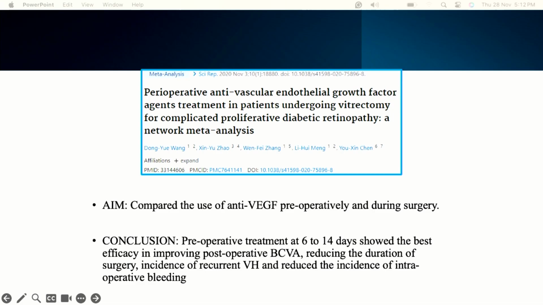This meta-analysis included 26 studies. There were 5 groups which were analyzed. First group, anti-VEGF was given pre-op more than 14 days before surgery. Next was 6 to 14 days, 1 to 5 days, at the end of vitrectomy, and a sham injection. They concluded that the pre-op treatment at 6 to 14 days showed the best efficacy in improving the post-op BCVA, and reduced the duration of the surgery, incidence of recurrent VH, and also the intra-op bleeding.